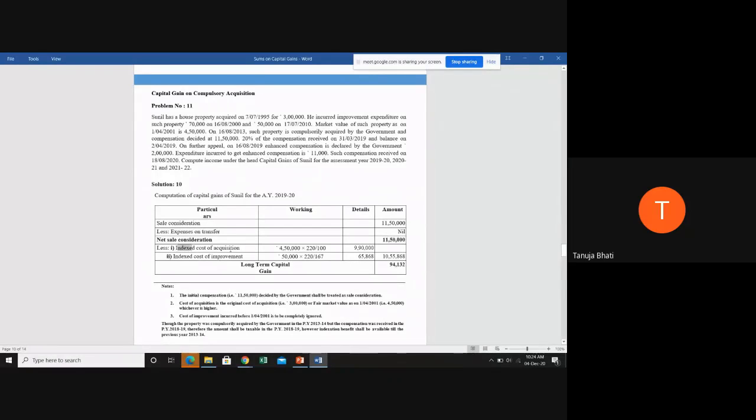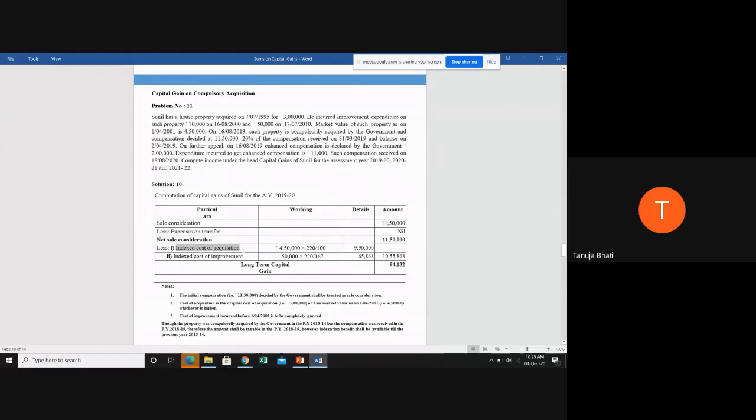Less indexed cost of acquisition. Now, how do you calculate indexed cost of acquisition? First we have to see whether it is long term or short term. It was acquired in 1995, but the compensation was received in 2013. Sorry, the property was acquired compulsorily in 2013. So obviously it is a long term capital asset. So we are doing indexation.